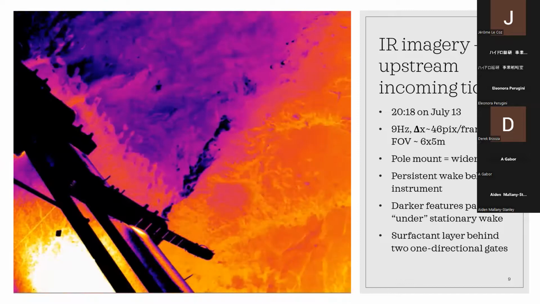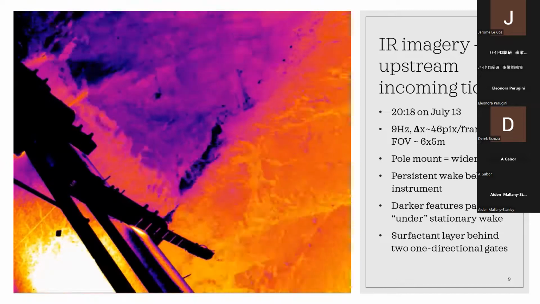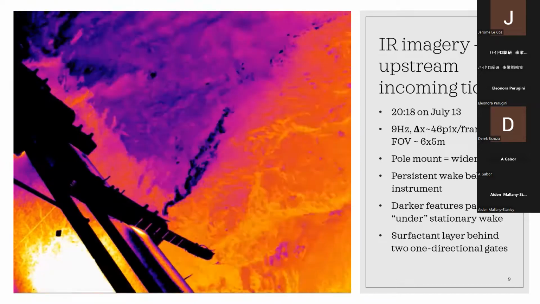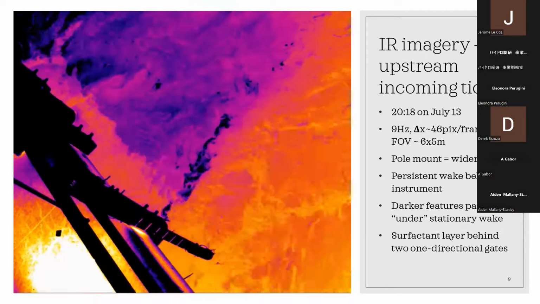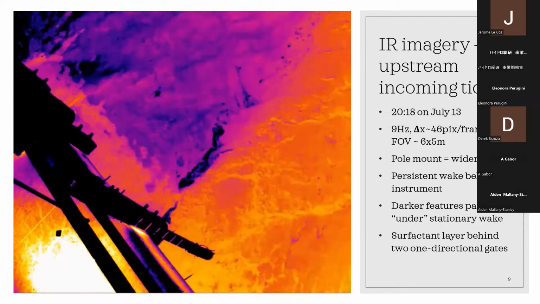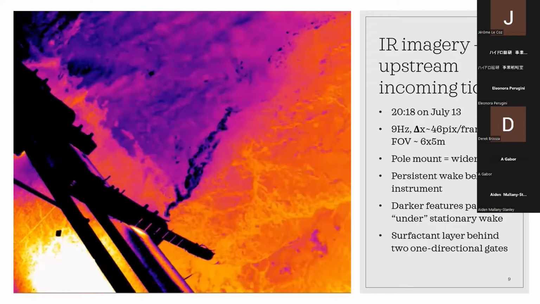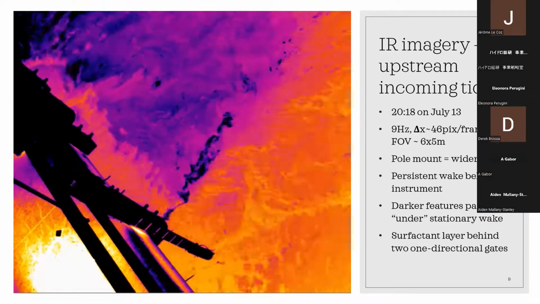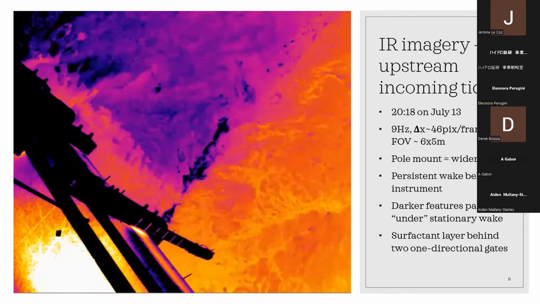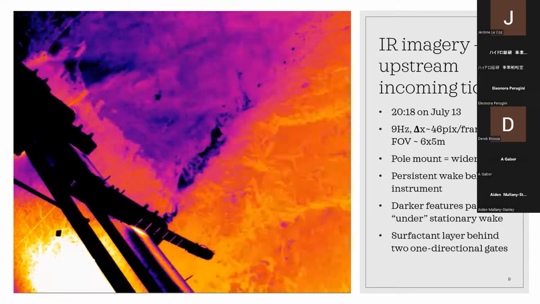Now we've moved the camera up the pole. You're still looking at the same area from a higher vantage point, with a larger field of view. This was taken in the evening. The tide's still coming in. We get these really high velocities still forced through that one opening. All the tidal head is pushing water through really fast.